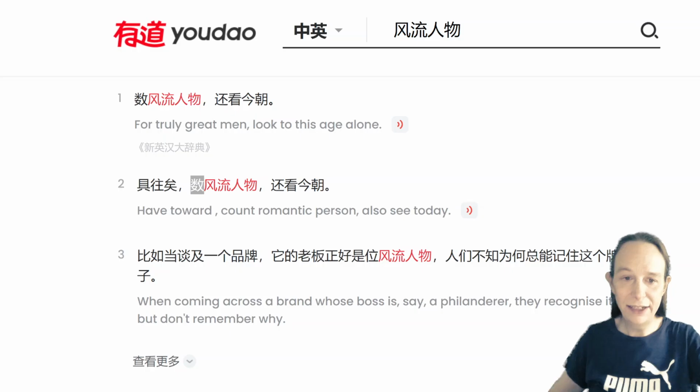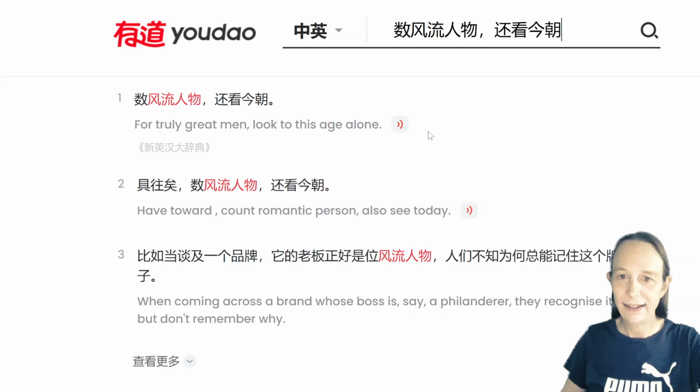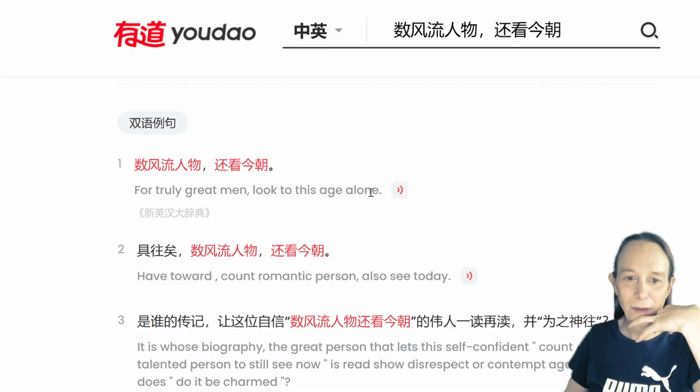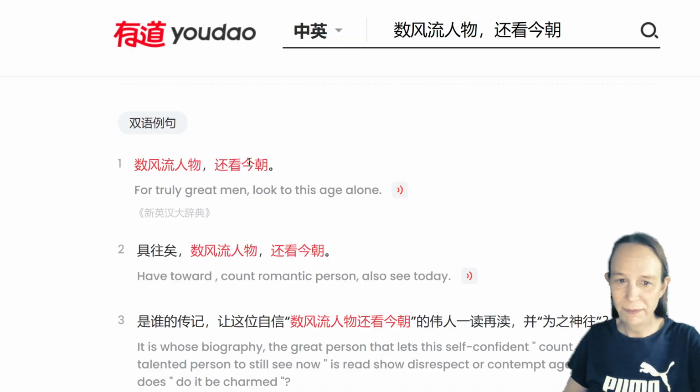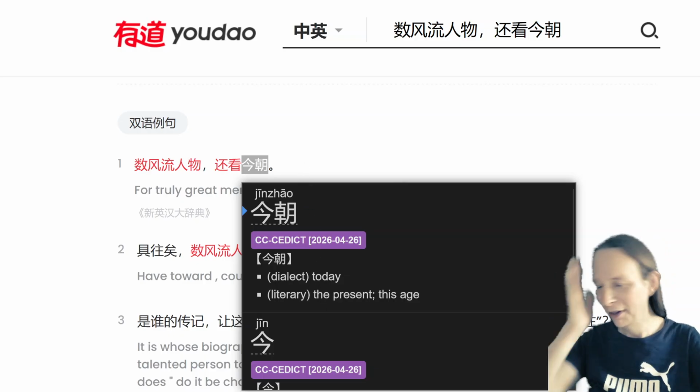Oh, 还看金朝. So apparently this is a saying. Or, yeah, for truly great men, look to this age of loan. No, the present age. 金朝? 金朝?